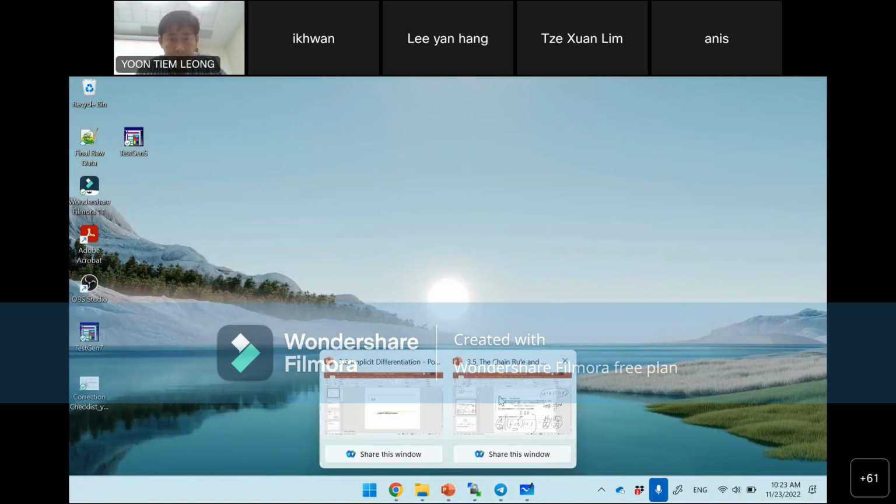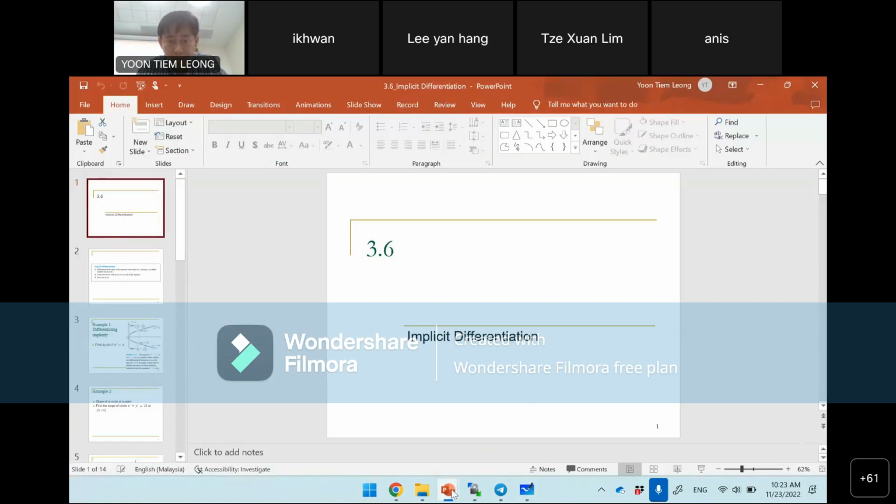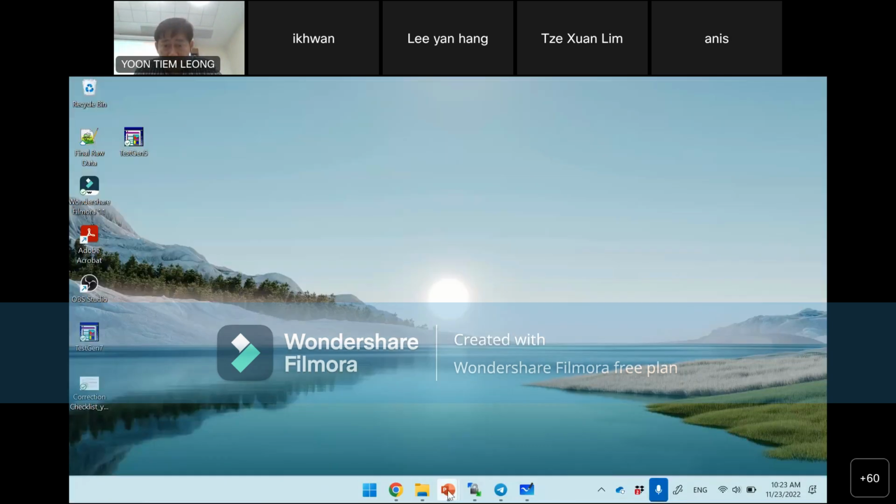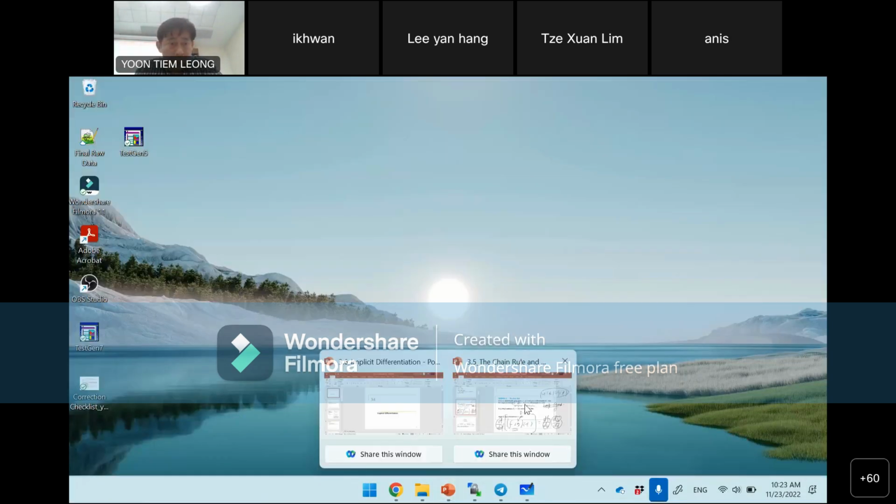Okay, so that is how we arrive at the formula for dy dx. I'm sorry about my technical error. There is a difficulty for me to call out the windows for my PowerPoint.